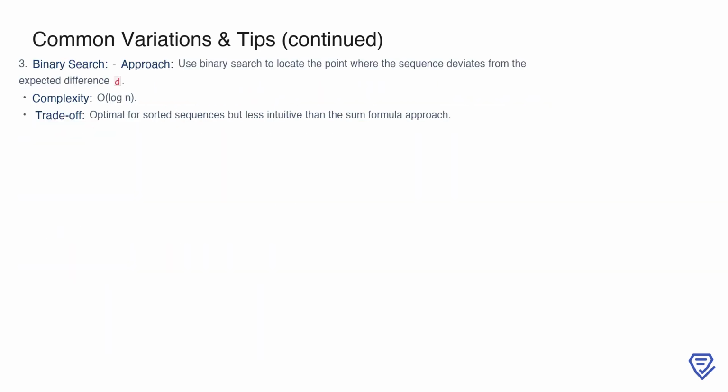Binary search is another powerful technique for solving this problem. By leveraging the sorted nature of the input, you can efficiently locate the point where the sequence deviates from the expected common difference d. This approach has a time complexity of log n, making it optimal for larger datasets. However, it may be less intuitive compared to using the arithmetic sum formula, as it requires a solid understanding of how to apply binary search in the context of arithmetic progressions. Each of these methods has its own trade-offs, and understanding when to use binary search versus other approaches can be a valuable discussion point in an interview setting.